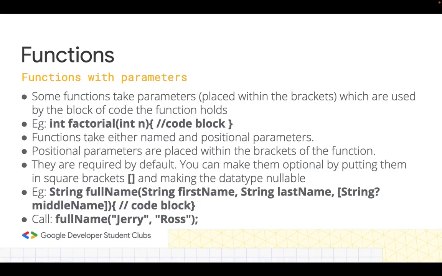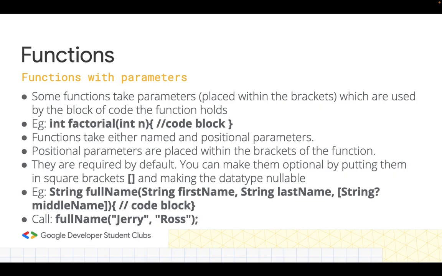Functions can have parameters, and they are placed in the brackets right after the name of the function. The parameters can be either named parameters or positional parameters. Named parameters are parameters which are not necessarily accessed with their names, but called with their names. I think I'll talk about that later. I need to show you some visuals for you to understand better. But let's talk about positional parameters now.